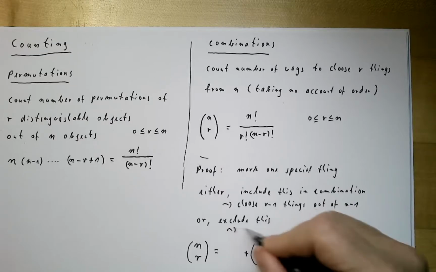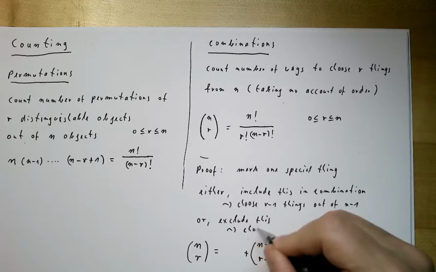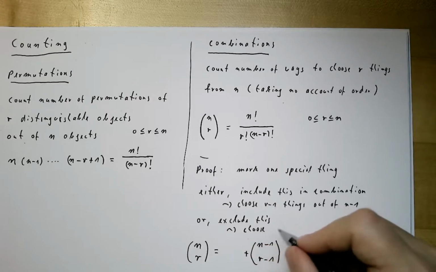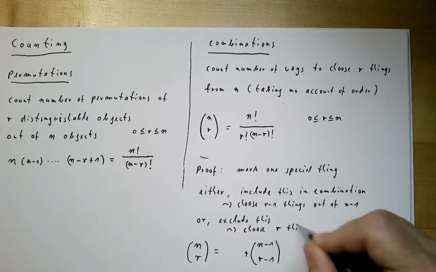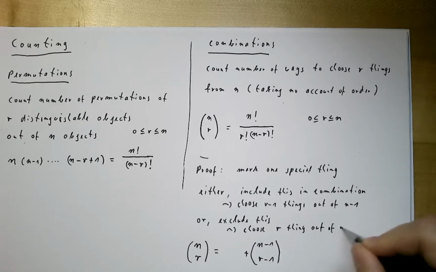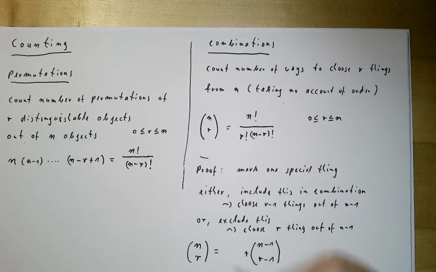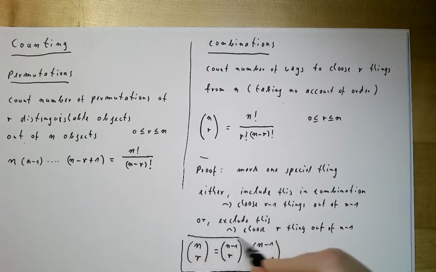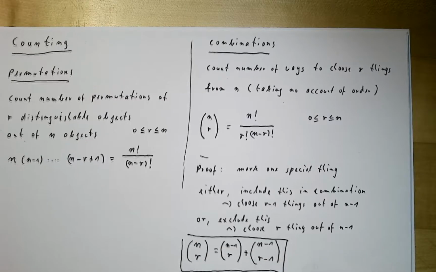And then we need to choose still r things out of n minus 1. Then we have here n minus 1 and r. And so we get this nice recurrence relation of binomial coefficients here.